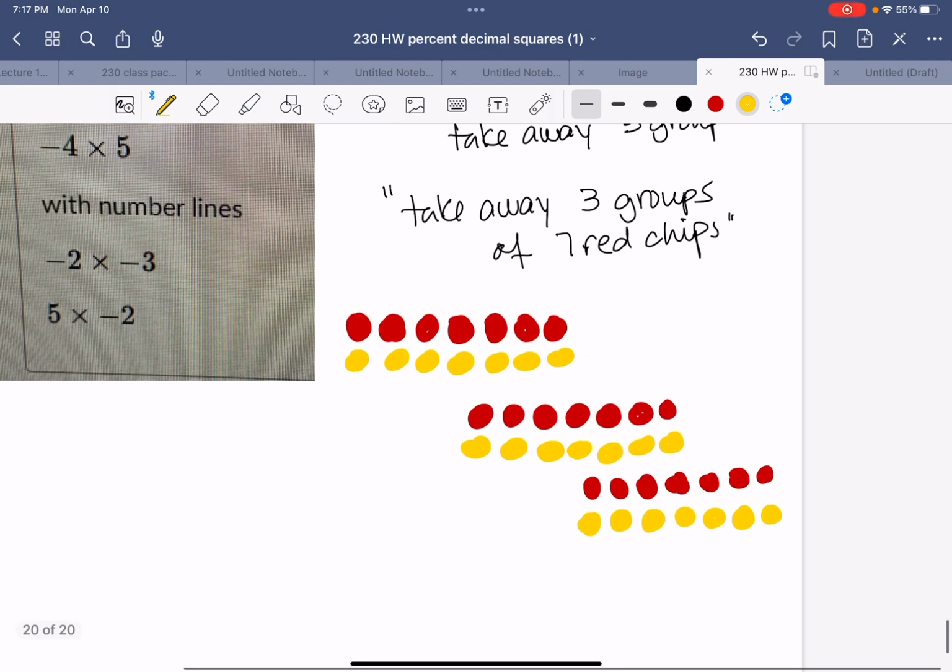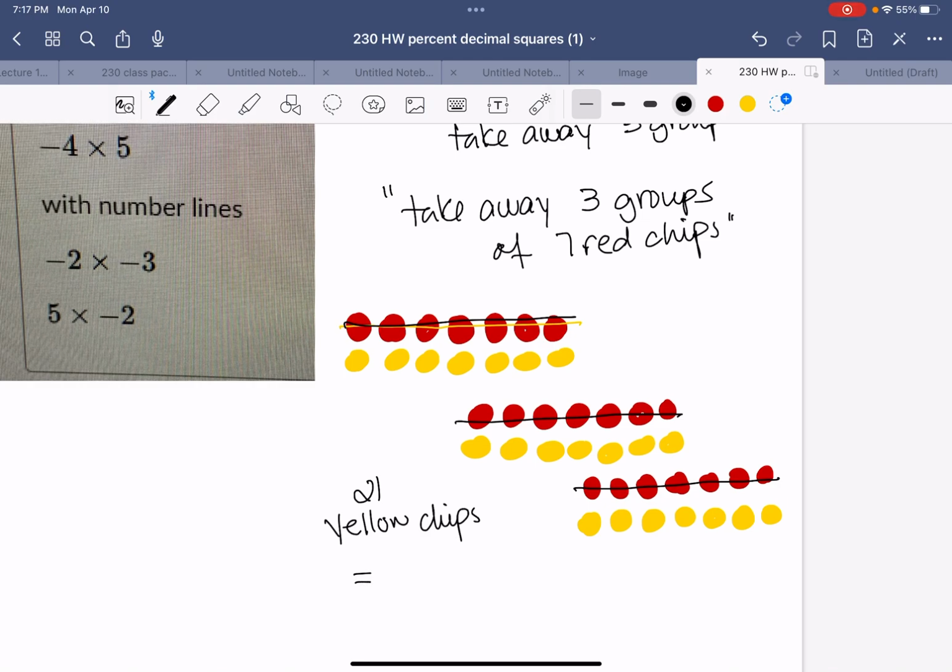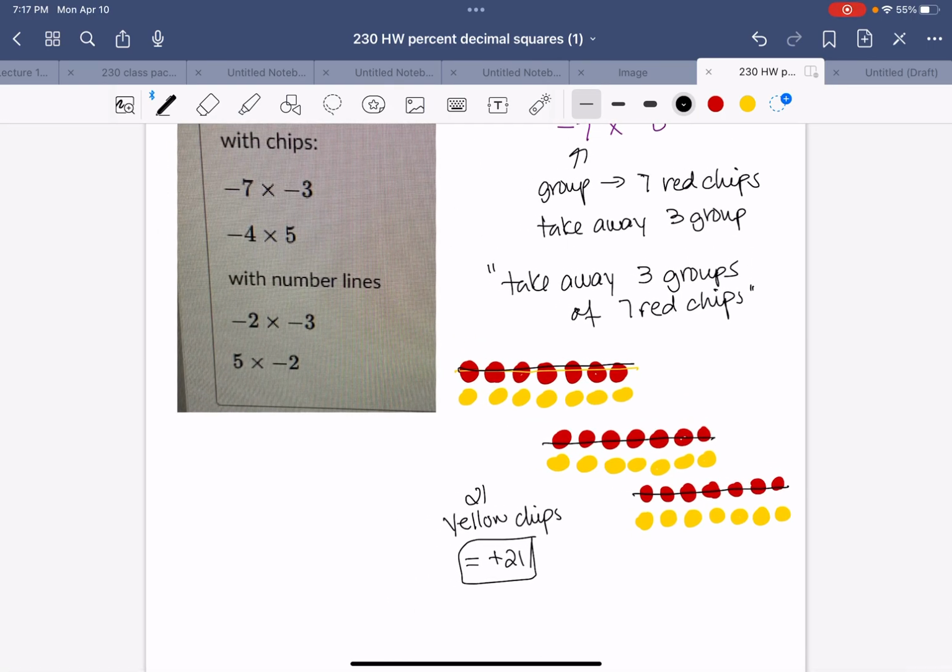And so now I'm going to try to take away my 3 groups of 7 red chips. So here's a group of 7 red chips that I'm taking away. Here's a set of 7 red chips. And here's a set of 7 red chips. So now that I've taken away 3 groups of 7 red chips, I'm left with 21 yellow chips, which is equal to +21. Okay. And then you're going to write me a little explanation about what you did, okay?